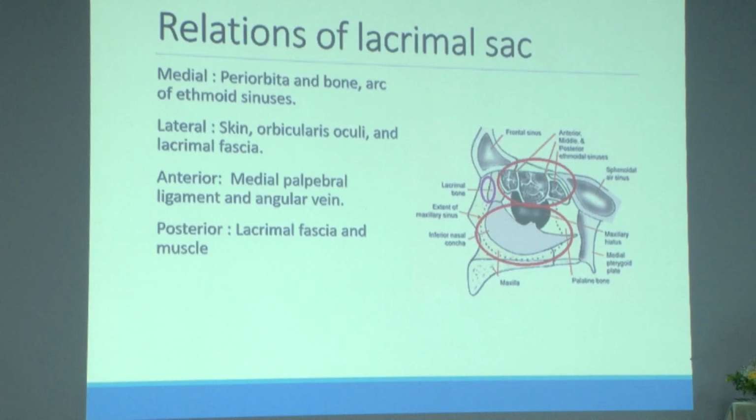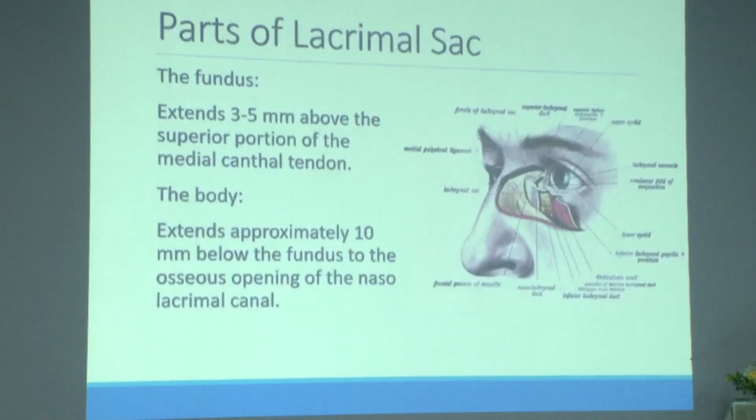So, what are the relations of the lacrimal sac? Medially, there is periorbita and bone, and the ethmoid sinuses; laterally, skin, orbicularis oculi and lacrimal fossa; anteriorly, the medial palpebral ligament and angular vein; posteriorly, lacrimal fossa and muscle.